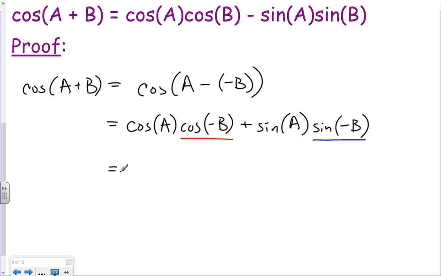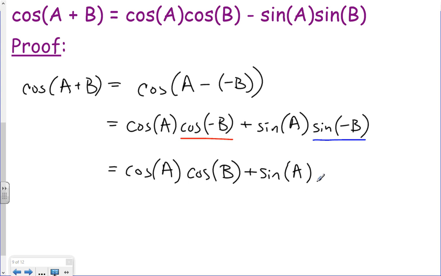We've got the cosine of a times the cosine of just b. Again, that comes about because of our even property for cosine, plus the sine of a times, and then for this, it's going to be the opposite of the sine of b. So I'm going to put that in parentheses, the opposite of the sine of b. Again, that's using my odd property for the sine function.